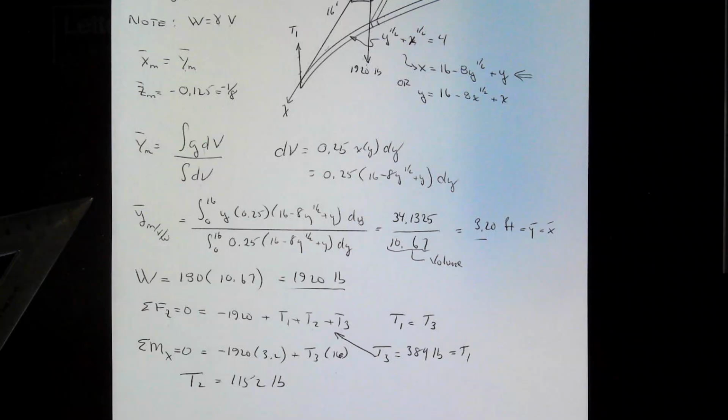This would take us clockwise, so that's minus 1920 times 3.2, and T3 is plus T3 times 16. All right, solve for T3. Come up with 384 pounds, which is equal to T1. Now that we have that, we substitute into here. So we have minus 1920 plus 384 plus T2, we don't know, plus 384. Solve for T2, come up with, moving that up, 1,152 pounds. All finished.